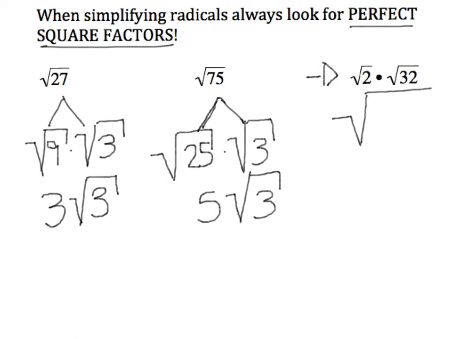So I can put this together and do the square root of 2 times the square root of 32 is the square root of 64, which happens to be a perfect square. So when I take the square root of 64, I will get 8. So that will be my answer for the third problem.